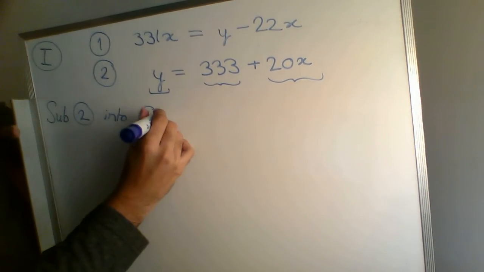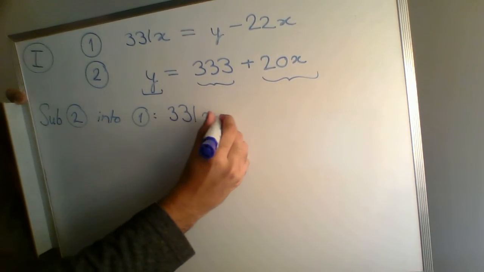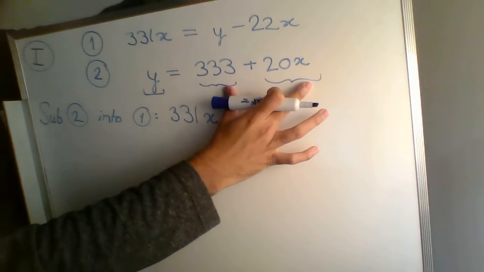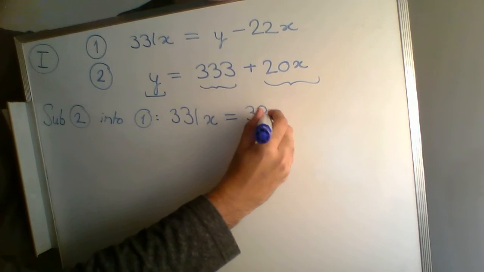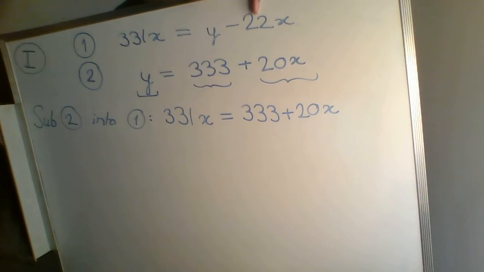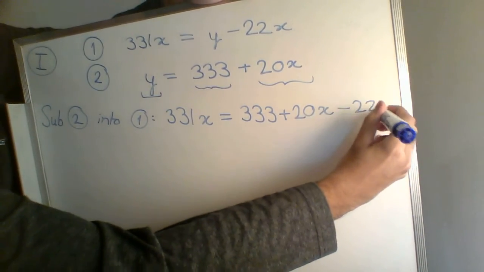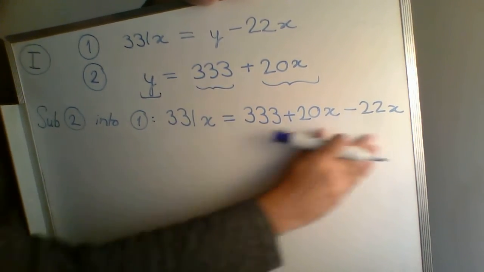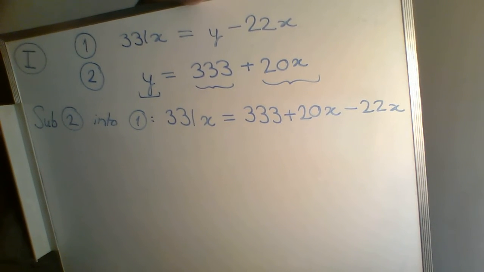So let's go ahead and throw that in. We started with 331x on the left side. That doesn't change. After the equal sign, before we had a y here, but we know y is equal to this big thing, this 333 plus 20x. So we're going to write that in instead. And then from before, we still had this minus 22x left over up top. So I'm going to throw that in as well, minus 22x.